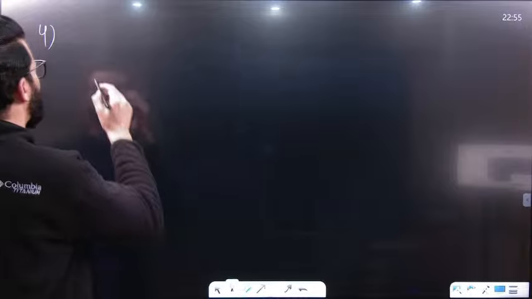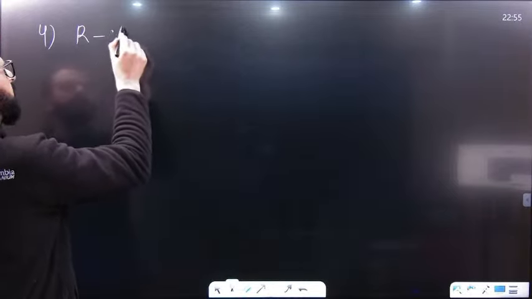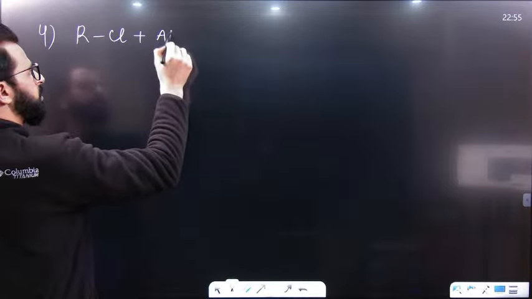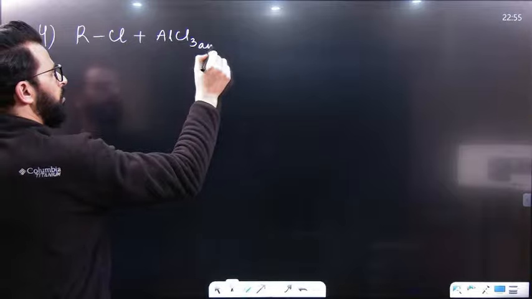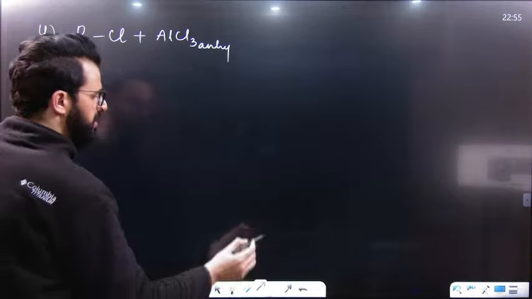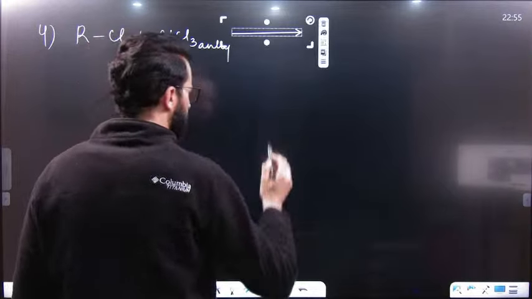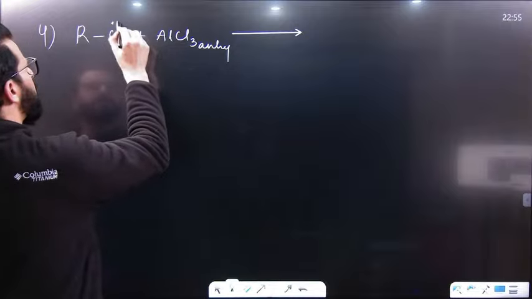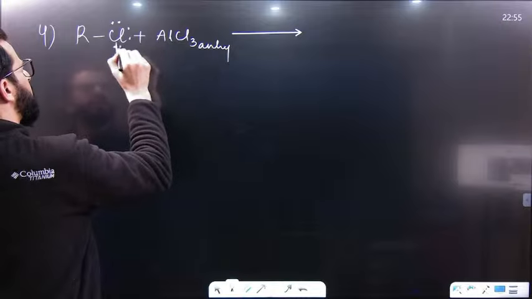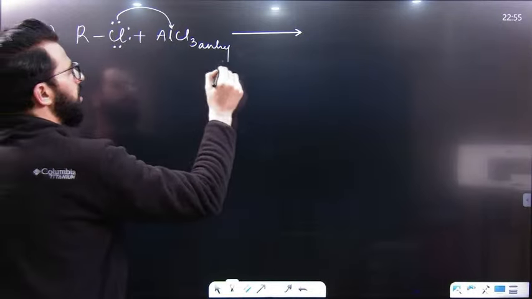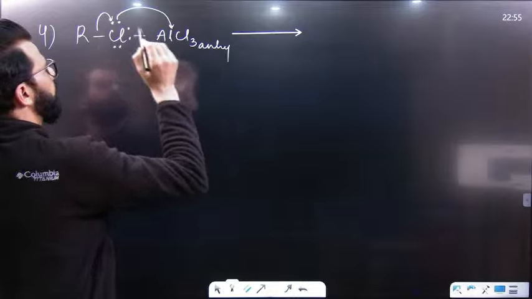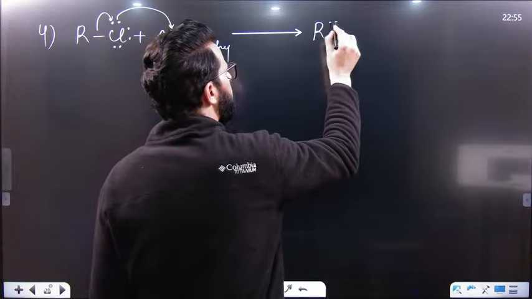After that, reaction number 4, Friedel-Crafts alkylation. What will happen over here? Either alkyl chloride will react with AlCl3, or it will react with, say, FeCl3. Now, what will happen? Generally, it's alkyl chloride. It will react with this and this bond will be broken. Now, it will result in the formation of this one.